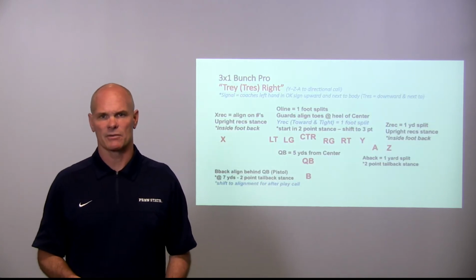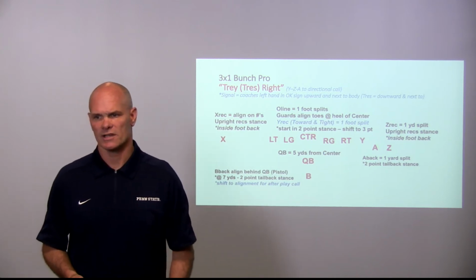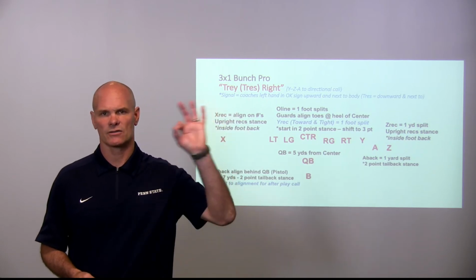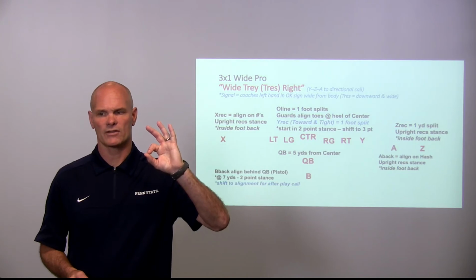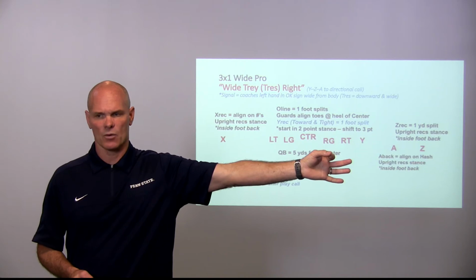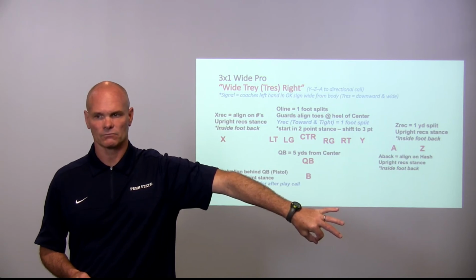Here's just a couple examples then of our formations. This would be our 3-by-1 bunch. This is a tray right. The signal there is an OK sign, so this would be tray right close to the body. If we want to go ahead and go wide tray right and spread it out, it's an OK sign, simply out. If we want to go ahead and switch the A and B, it becomes wide trace or trace, and we simply, again, are down.